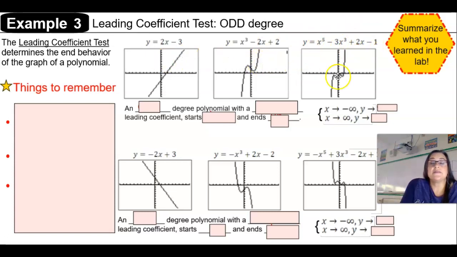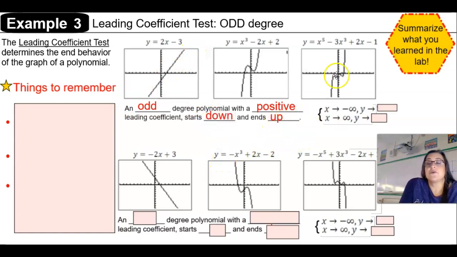In each of these instances where we have an odd degree with a positive leading coefficient, we can see that the graph is headed down on the left, so it's starting down, but on the right end, it's pointing up. So these start down and end up on the right. In our end behavior notation, we would record that as: as x approaches negative infinity on the left, y is headed down to negative infinity.